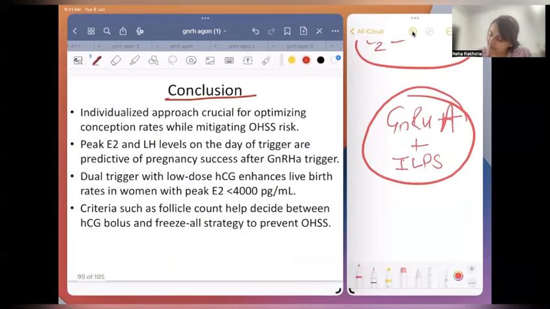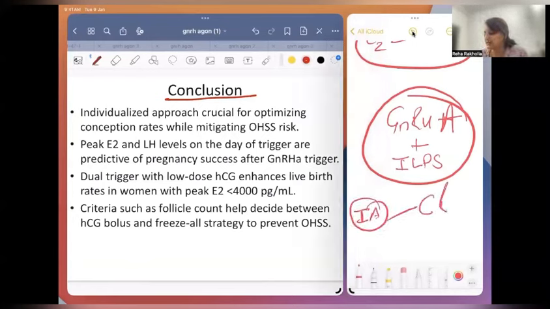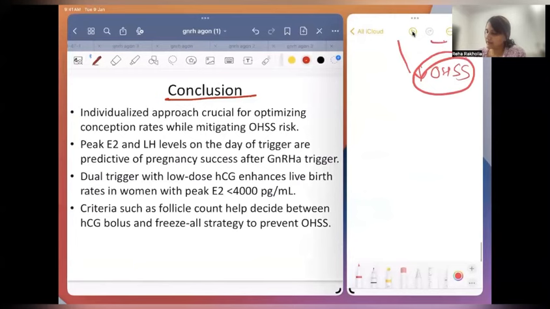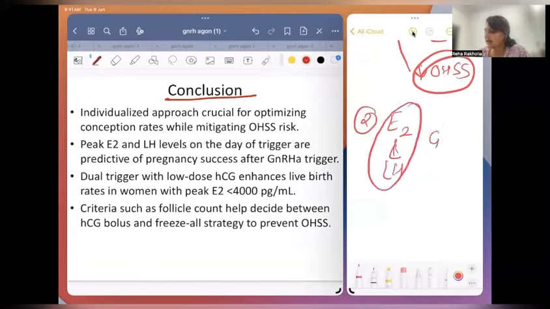Then the conclusion is an individualized approach. The individualized approach is crucial for optimizing conception rate and decreasing OHSS rate. Then estradiol and LH tell about the GnRH agonist success rate.